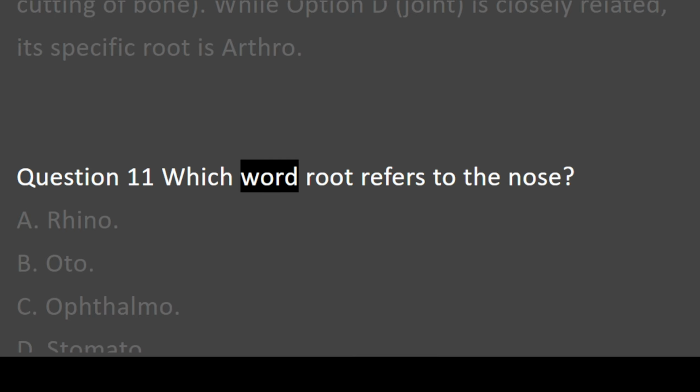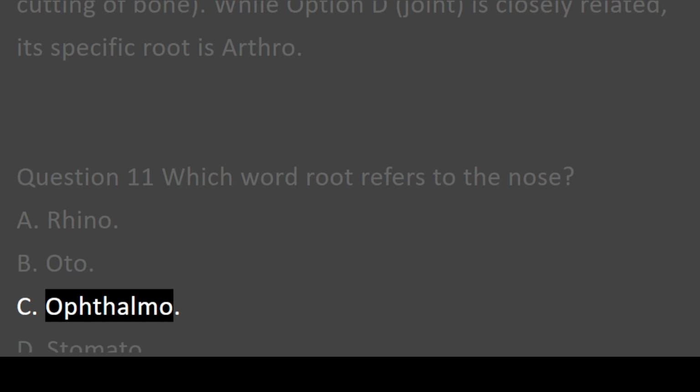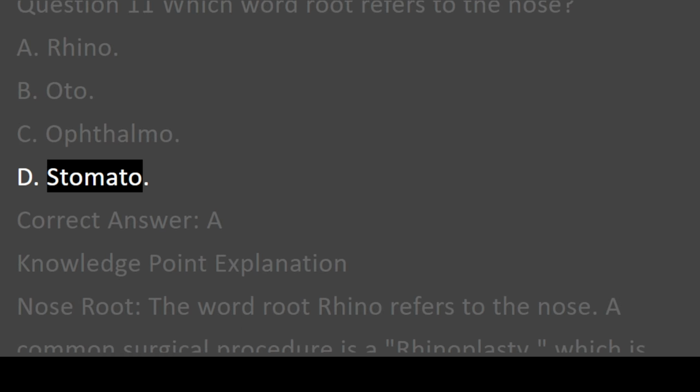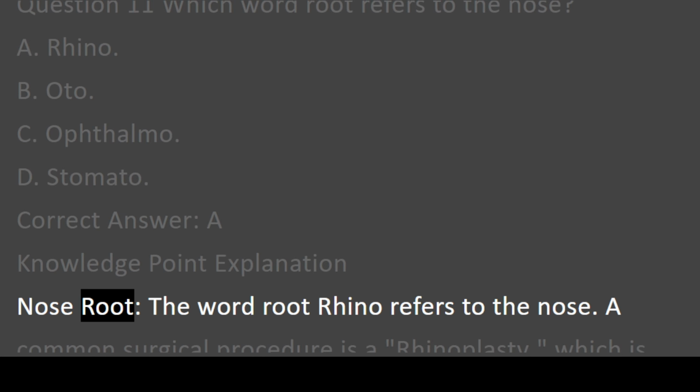Question 11. Which word root refers to the nose? A. Rhino. B. Oto. C. Ophthalmo. D. Stomato. Correct answer, A. Knowledge point explanation. Nose root. The word root rhino refers to the nose.